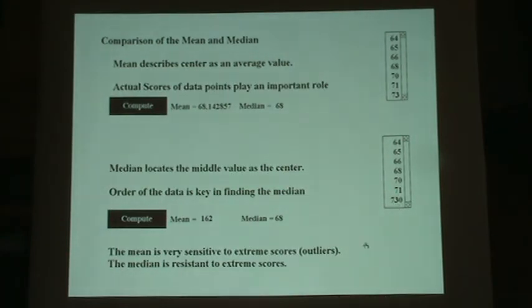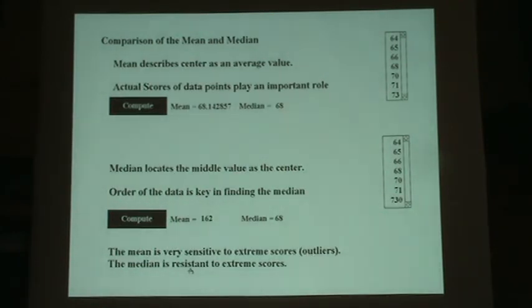So the point here is the mean is very sensitive to extreme scores or outliers. Very sensitive to extreme scores or outliers. So the mean would only be an appropriate measure of central tendency if you're dealing with a distribution that is symmetrical, that does not have outliers.